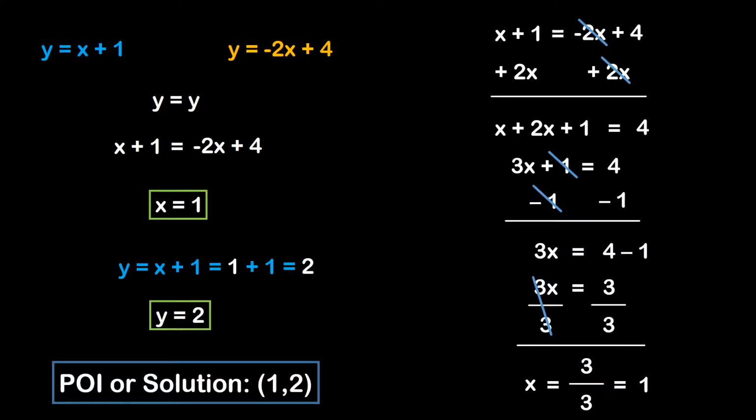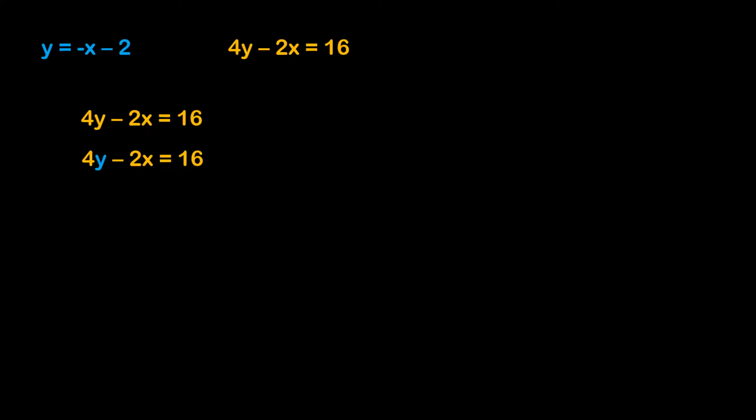I'll do one more example. In this example, we have one equation in slope-intercept form and another in standard form. So how would we deal with that? Well, the idea is going to be to substitute y is equal to negative x minus 2 into the other equation. So we have 4y minus 2x is equal to 16. And I want to substitute y is equal to negative x minus 2. So that means I'm going to substitute negative x minus 2 for y. And once we do that, all we have to do is solve for x.